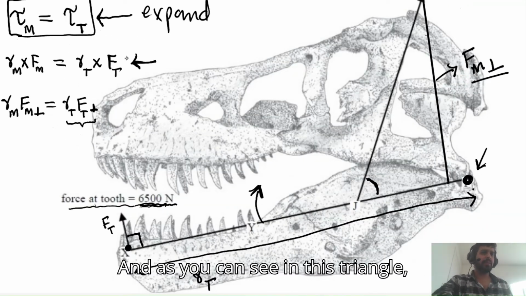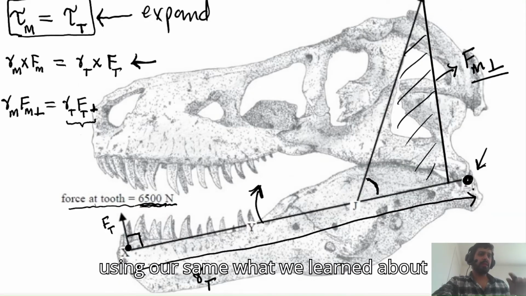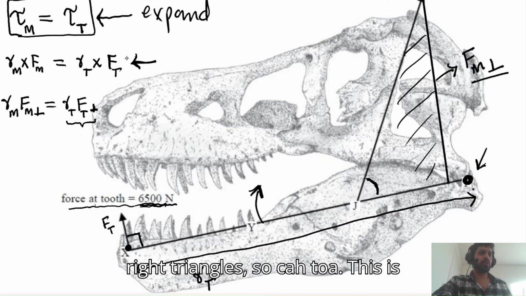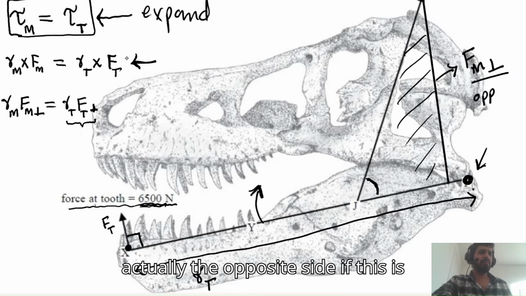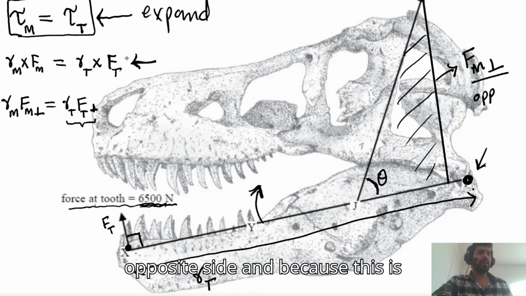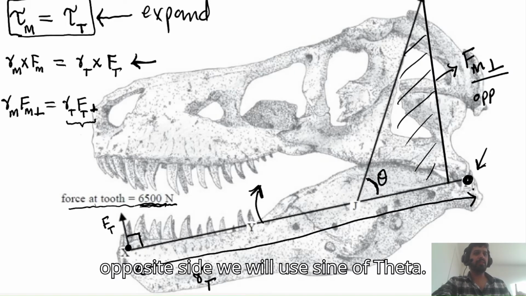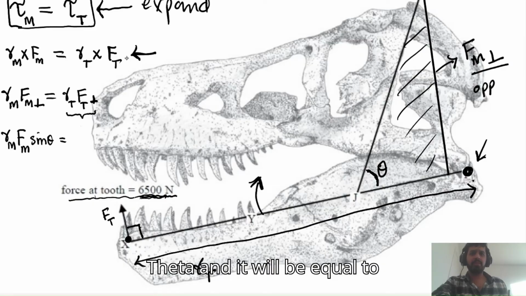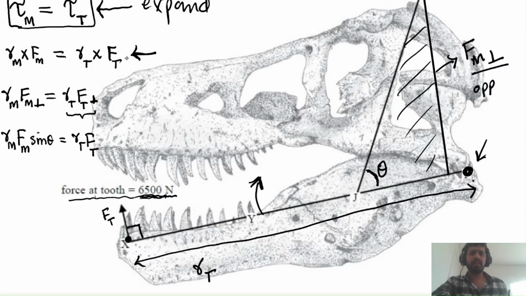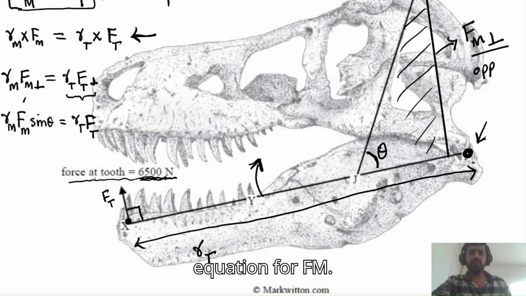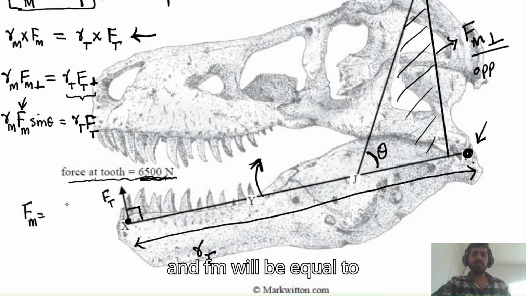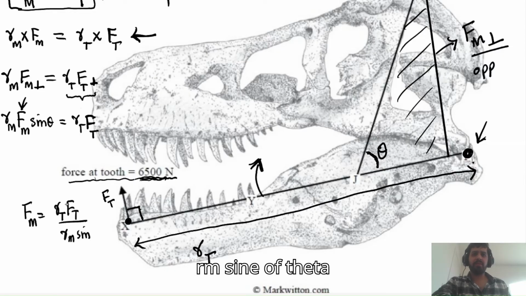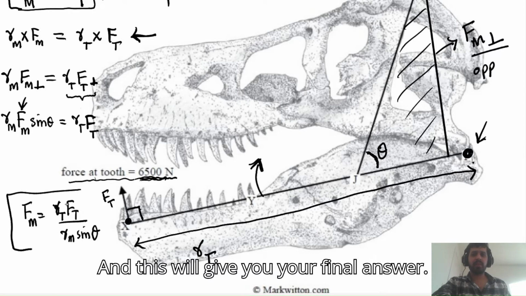And as you can see in this triangle, again, this is right triangle, so we are using what we learned about right triangles, SOHCAHTOA. This is actually the opposite side if this is angle theta, right? So you can see this is opposite side, and because this is opposite side, we will use sine of theta. So this will be Rm times Fm times sine of theta, and it will be equal to RT and FT. And now you just need to rearrange this equation for Fm. And Fm will be equal to RT Ft divided by Rm sine of theta. And this will give you your final answer.